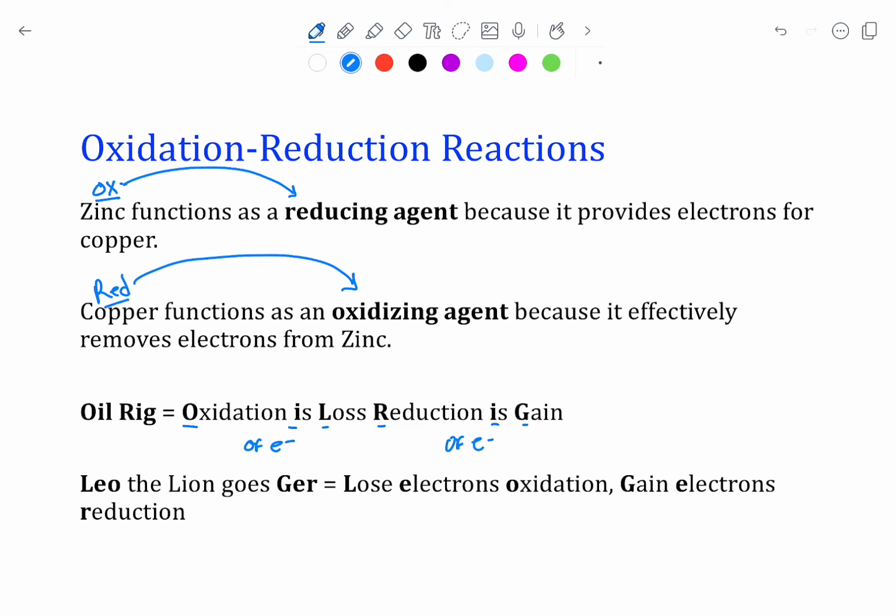So the other mnemonic device is Leo the lion goes grr. So we have LEO, L-E-O, lose electrons oxidation. And then we have GER, gain electrons reduction. So Leo the lion goes grr is a little bit longer, but at least it reminds you that it's the transfer of electrons in oxidation and reduction. So whichever one you choose to use, it works the same way. They're telling you the same thing. OIL RIG or Leo the lion goes grr. It just depends on what makes more sense to you.